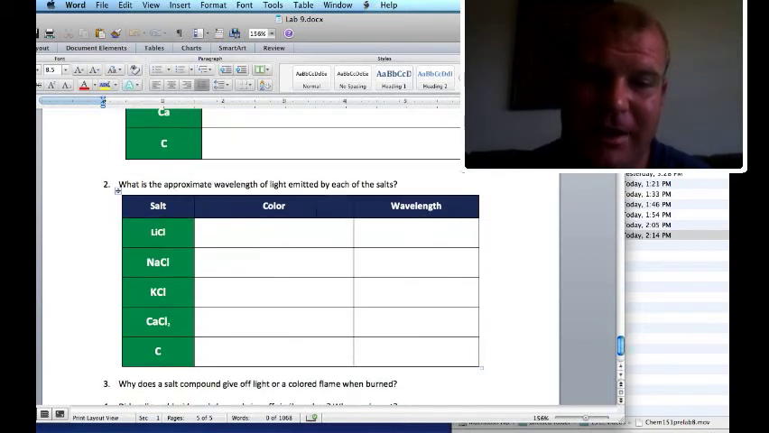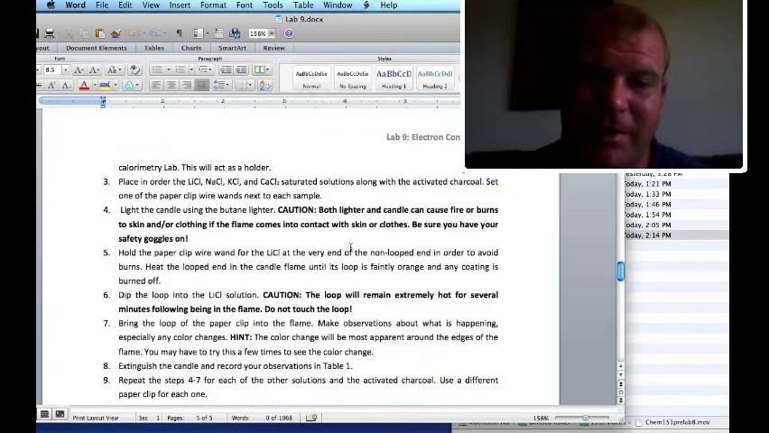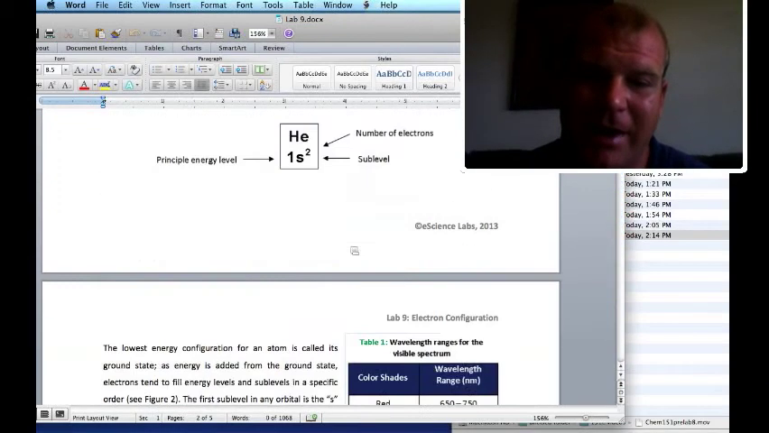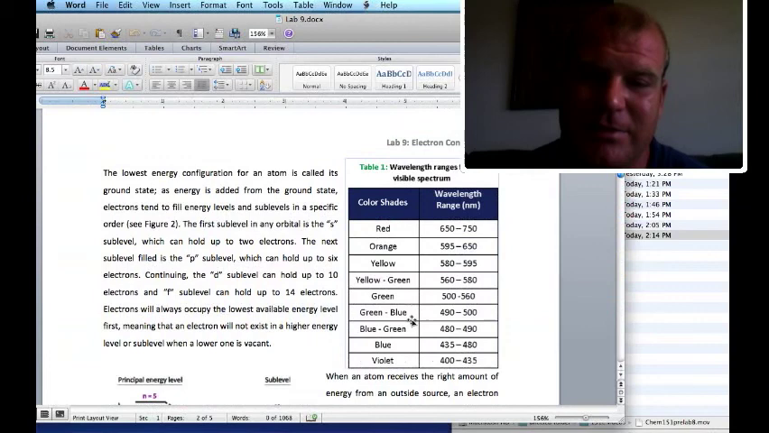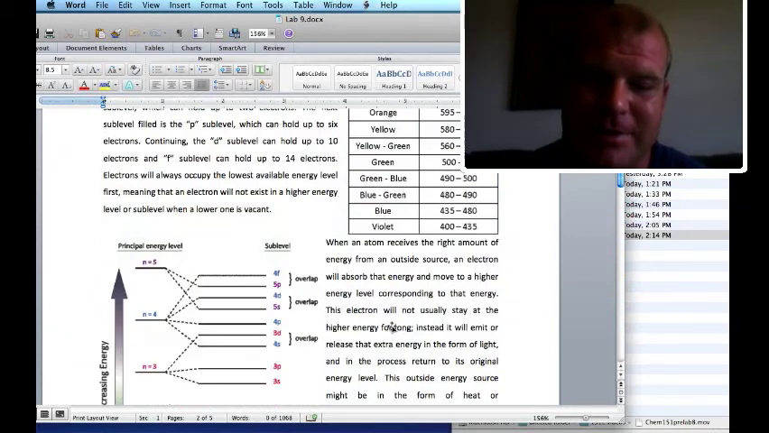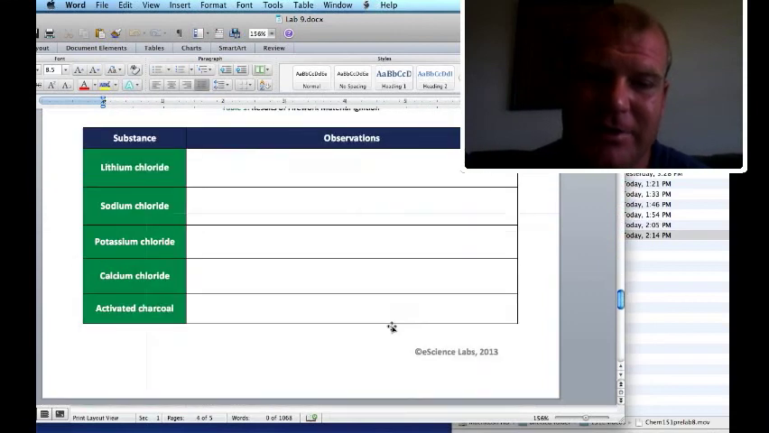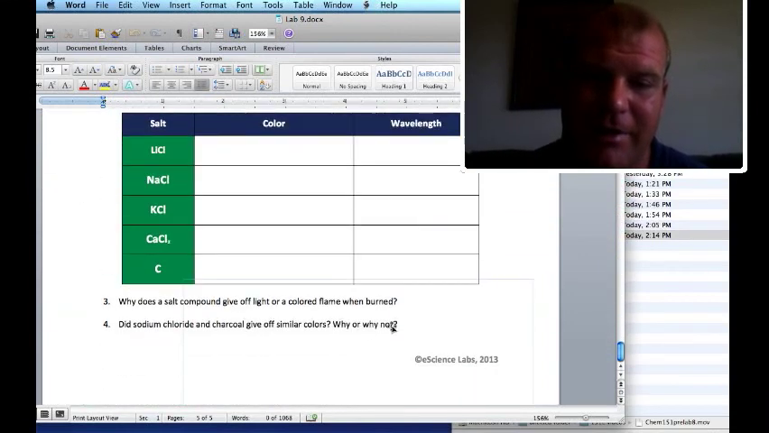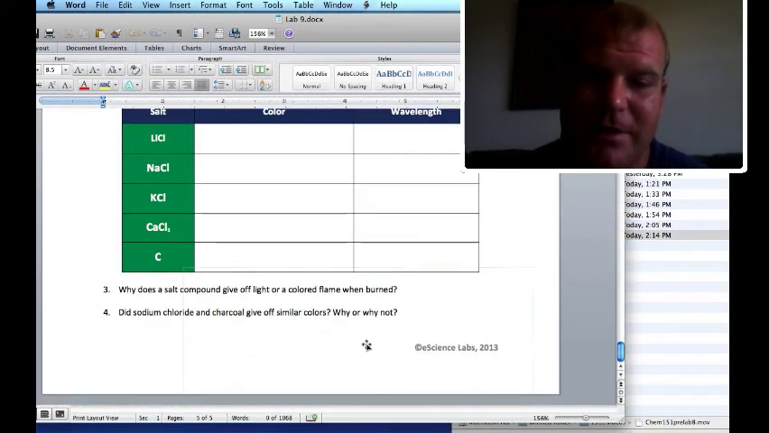When you get the color, the wavelength, there's a chart up here. It's okay if you just do what you see and make a guesstimate from this. So that's how you do the color and the wavelength. Just go through and answer the questions. This should be a pretty quick and easy lab.